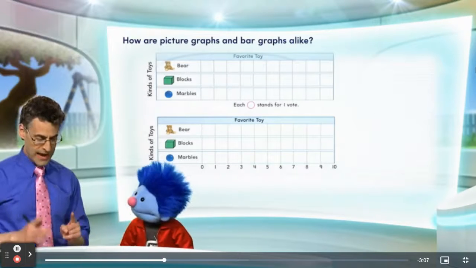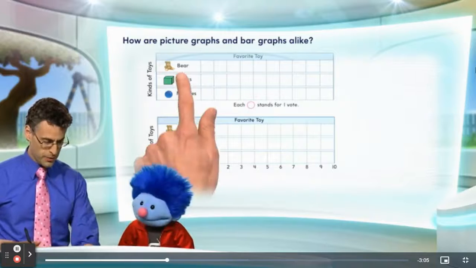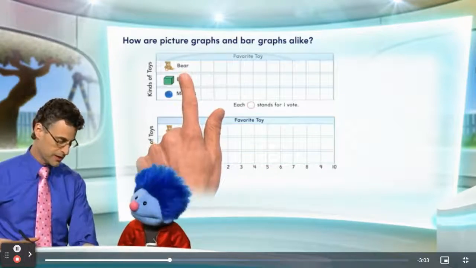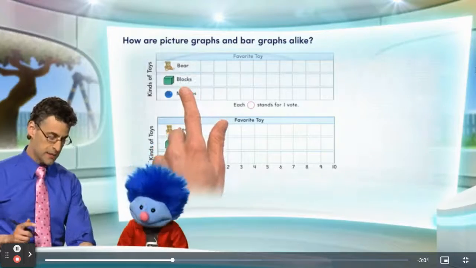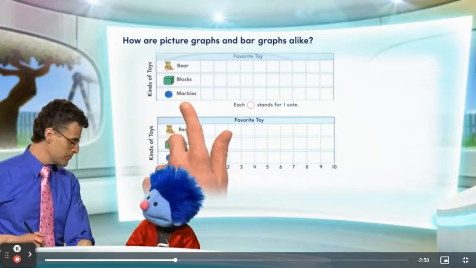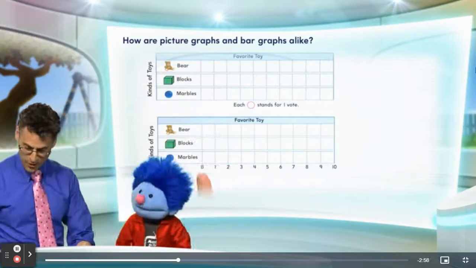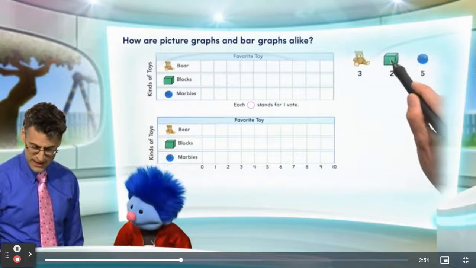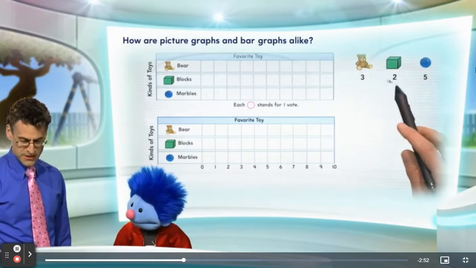So I want to know how many of your friends voted for the bear as their favorite toy? 3. And how many said blocks? 2. And how many said marbles? 5. Okay, so what we see here is 3, 2, and 5.